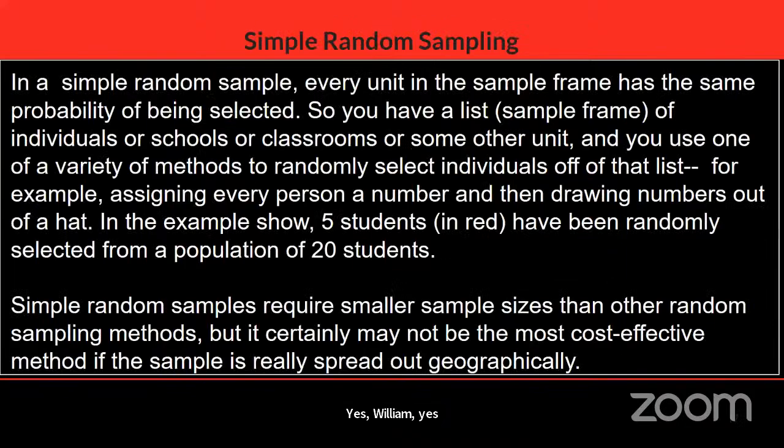Okay. We say in simple random sampling, every unit in the sampling frame has the same probability of being selected, as in, we have a list of all these students, let me say. Then we say 1, 2, 3, 1, 2, 3. So everybody in that room has a chance of being selected.